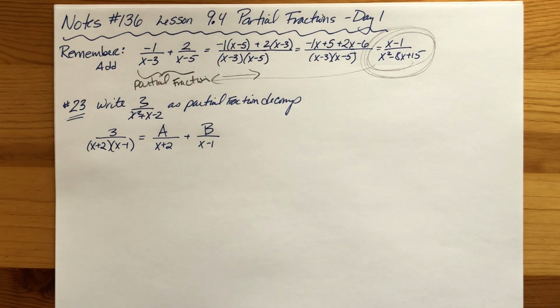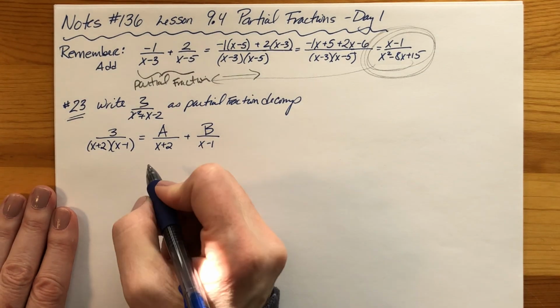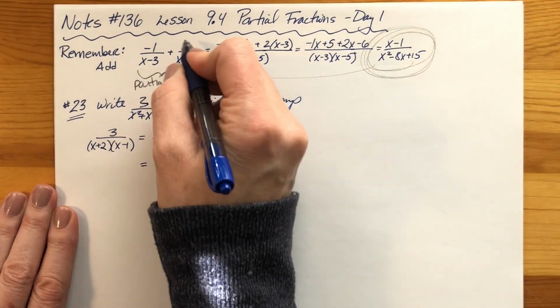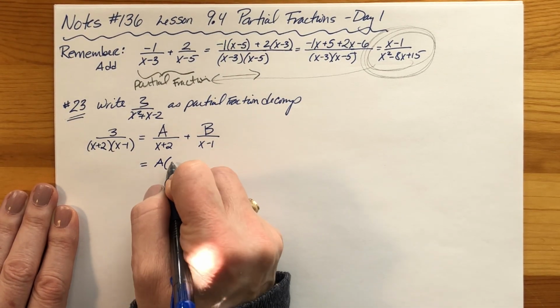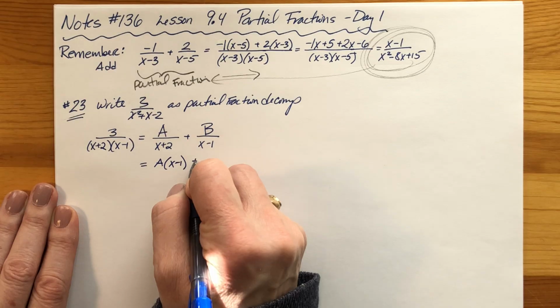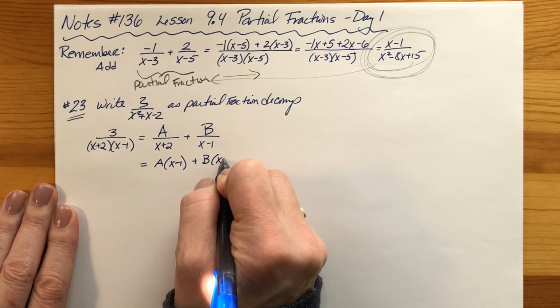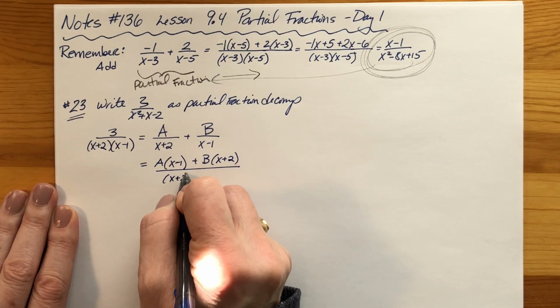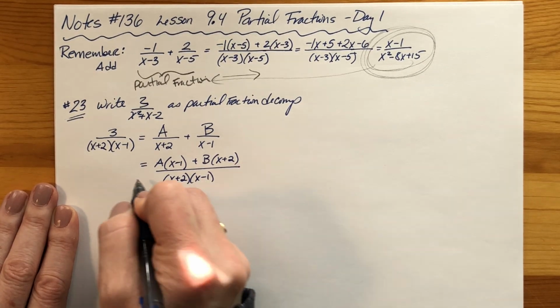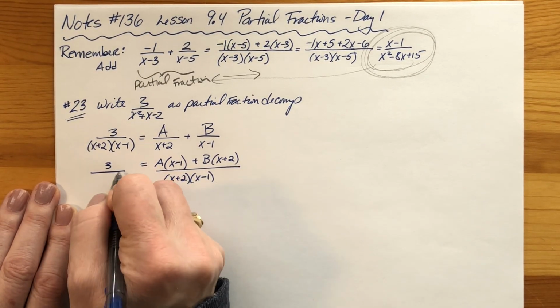Let's start to think about this. Well, I can kind of get it all together. I would think about this just like I did up top here. And this would be a times x minus 1 plus b times x plus 2, if I got it all together, right? Over x plus 2 times x minus 1. Wouldn't we just have this?